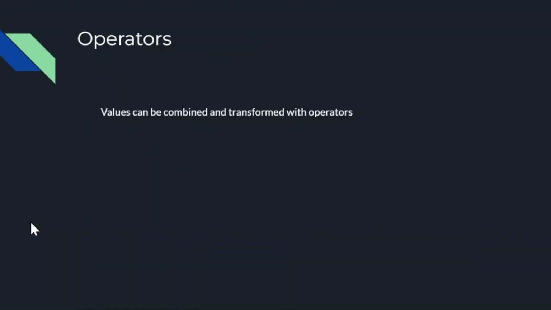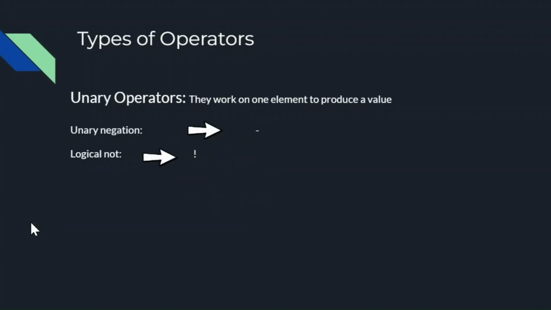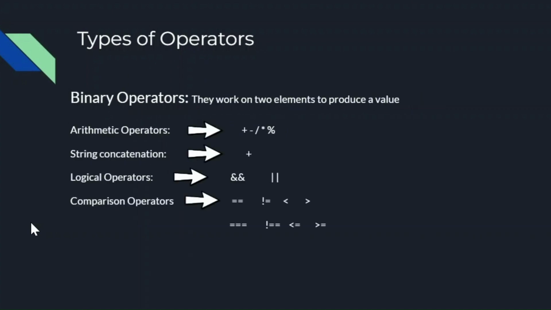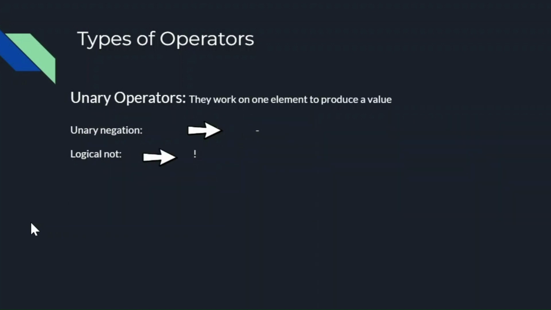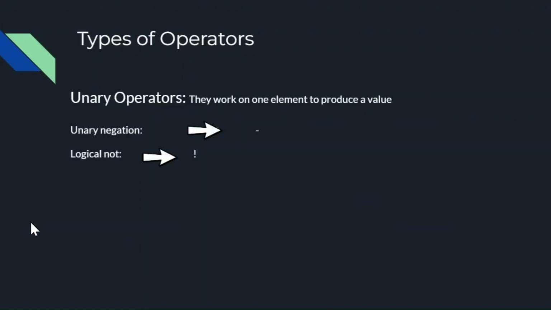Now we move to operators that we can perform on these values. And we are told that values can be combined and transformed with operators. We have types of operators. We have the binary operators, we have unary operators, and we have ternary operators. And the meaning is in the name. Binary just means two, and it means that this kind of operators work on two elements to produce a value. Unary operators means that these operators work on one element, unary, one. And ternary means that this operator works on three operands or three elements to produce a value.